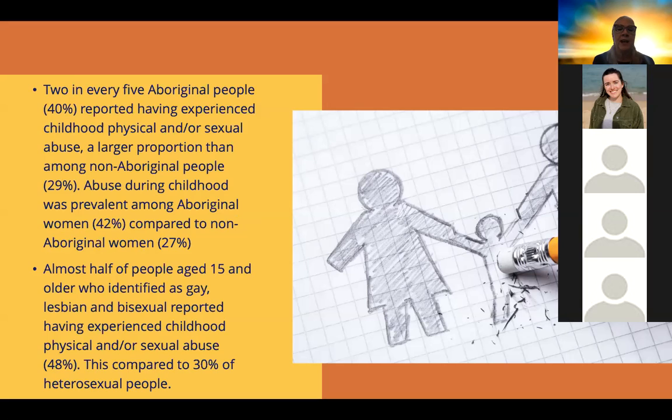Abuse during childhood was prevalent among Aboriginal women compared to non-Aboriginal women. And almost half of people aged 15 and older who identified as gay, lesbian, and bisexual reported having experienced childhood physical and/or sexual abuse. This compares with only 30% of the heterosexual population. These are numbers from Statistics Canada, and they are very important for us to understand as teachers.